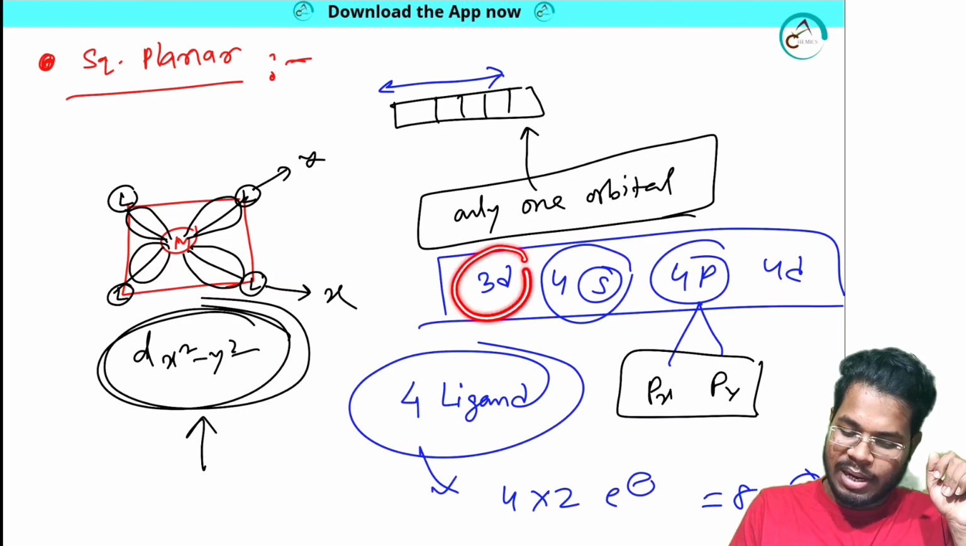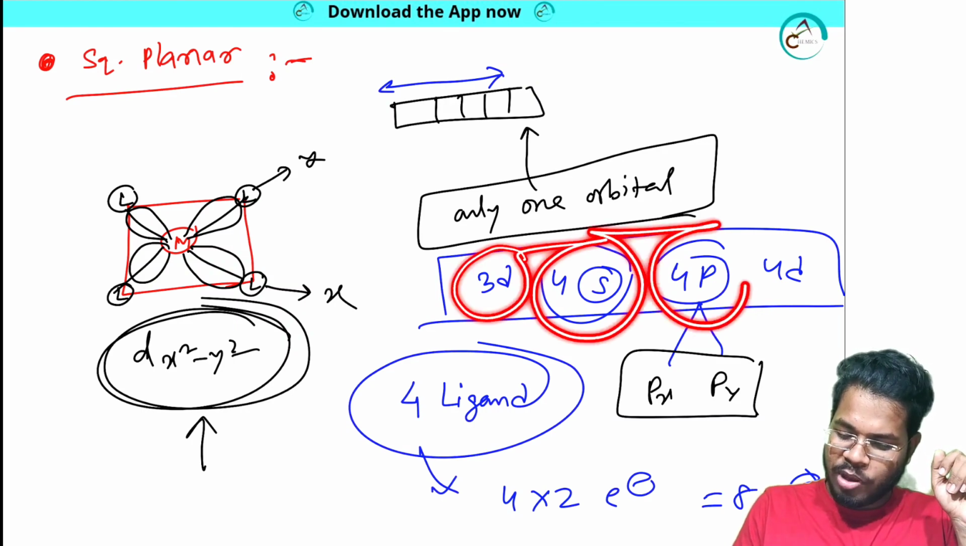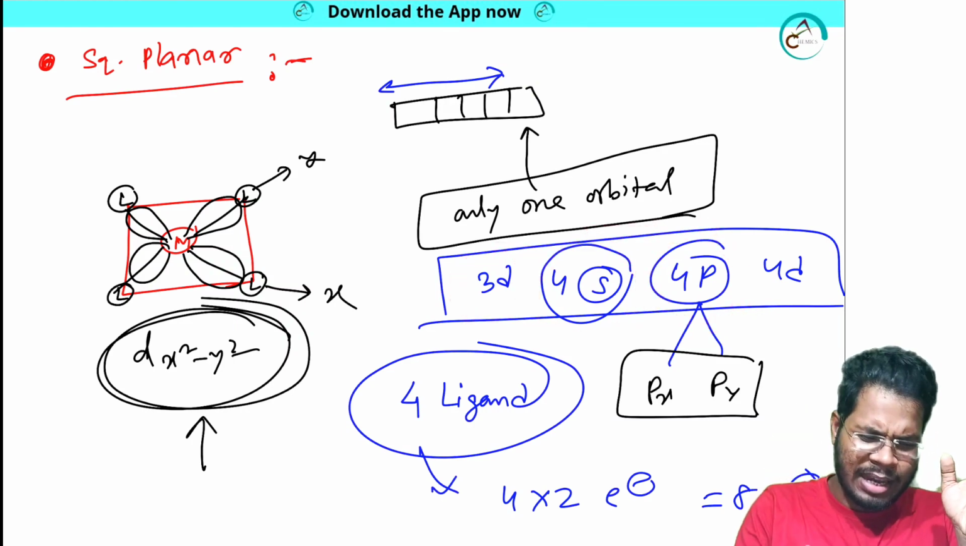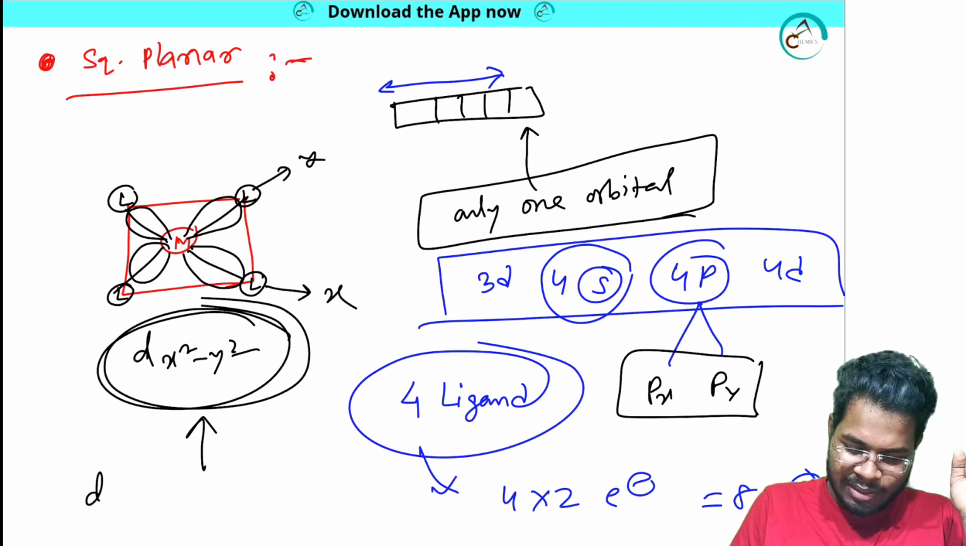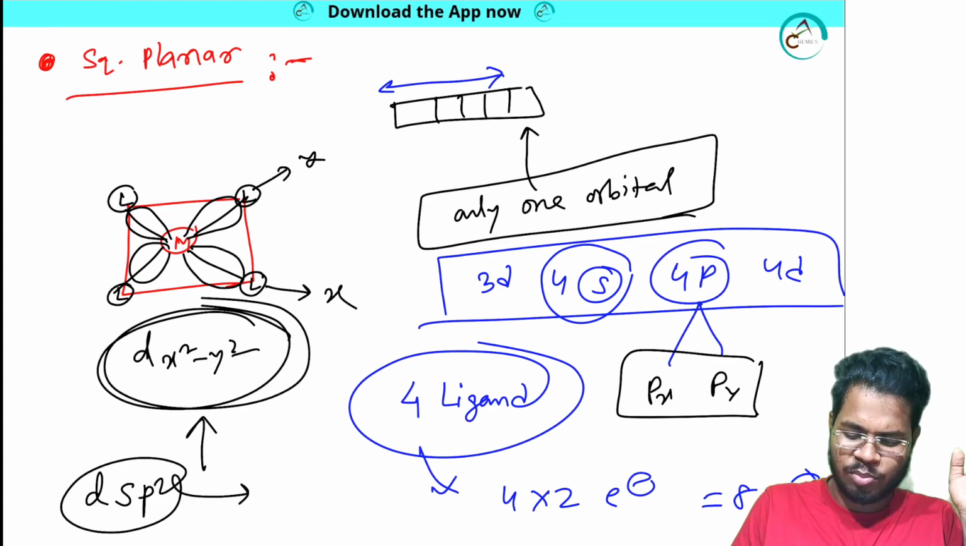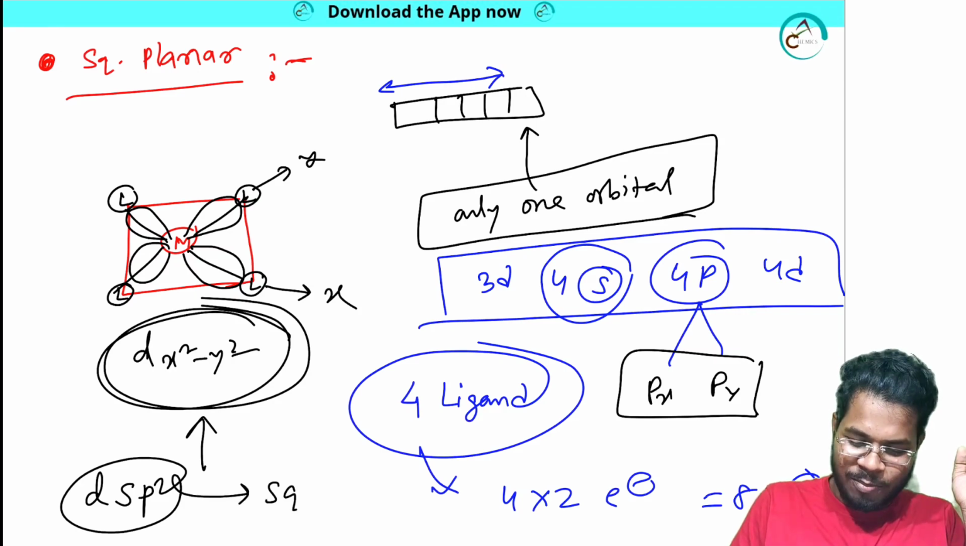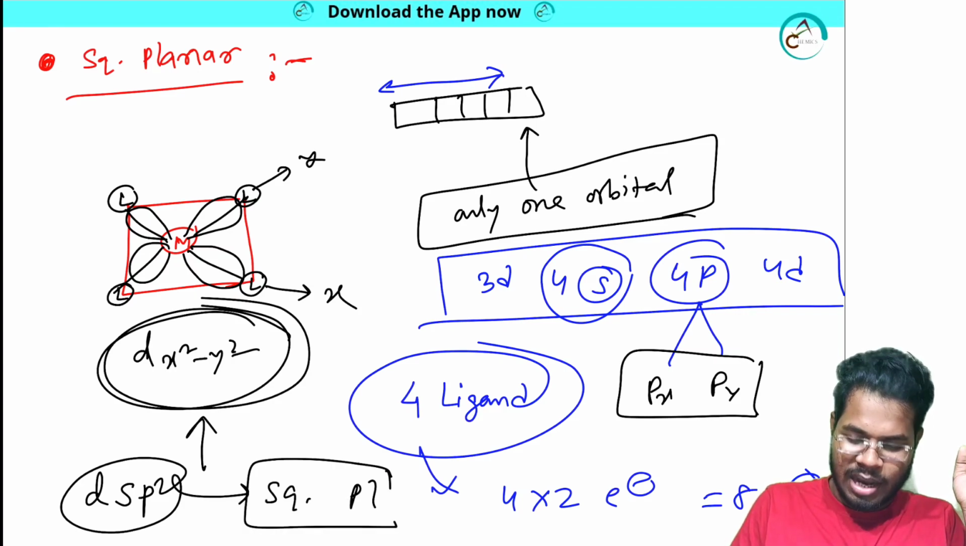So one d orbital, one s orbital, two p orbitals. Getting an idea about the hybridization: one d, s, 2p. dsp2 hybridization belongs to square planar. Are you getting the fun?